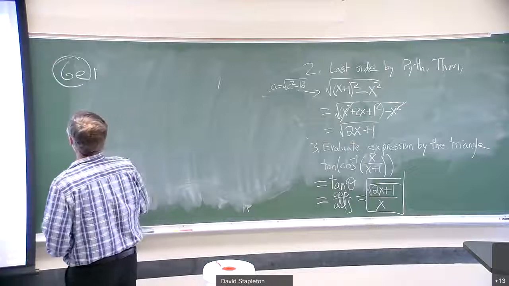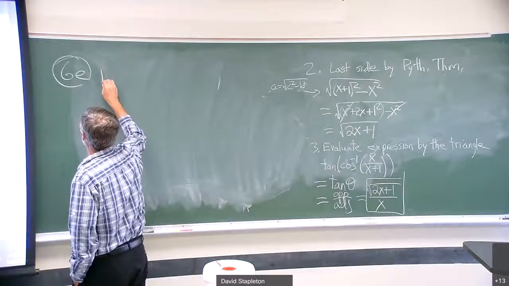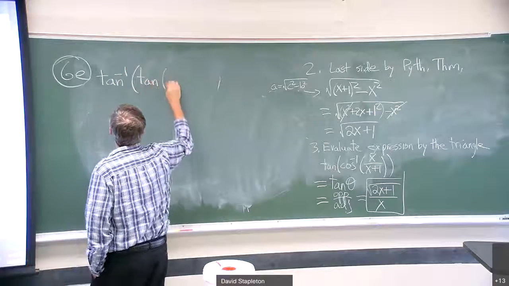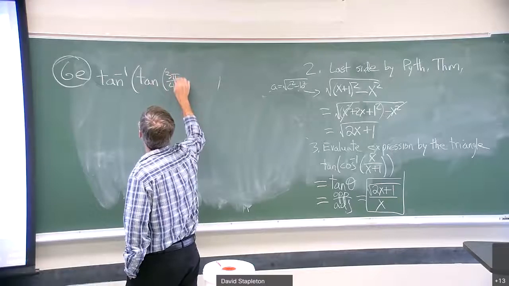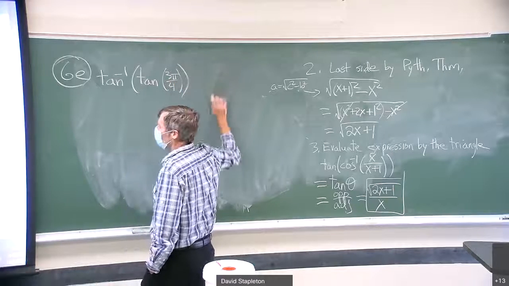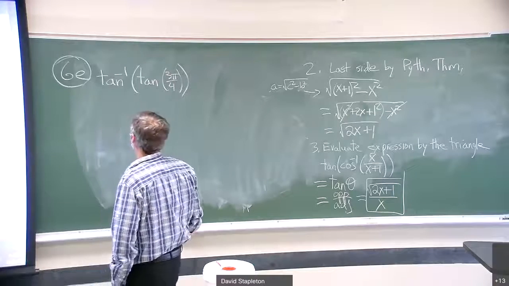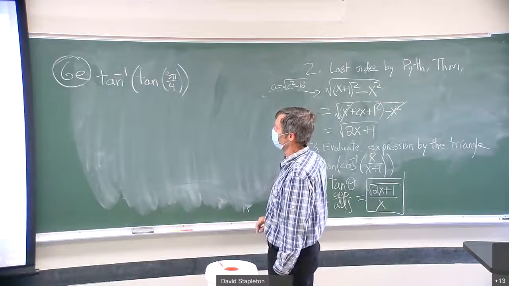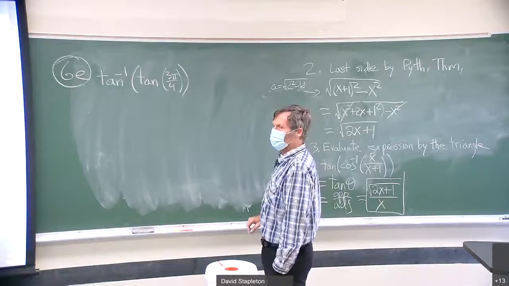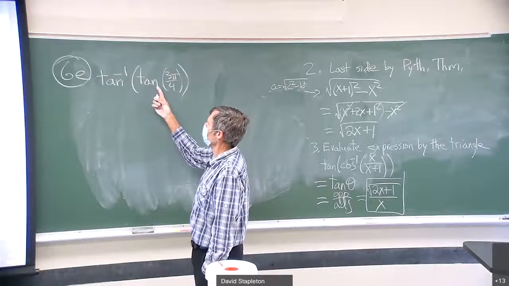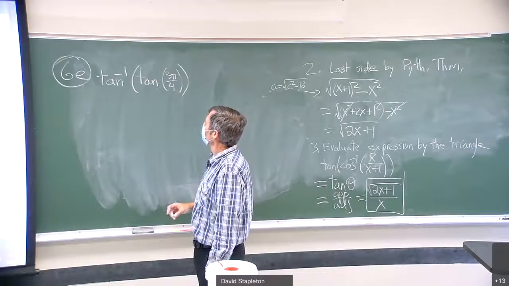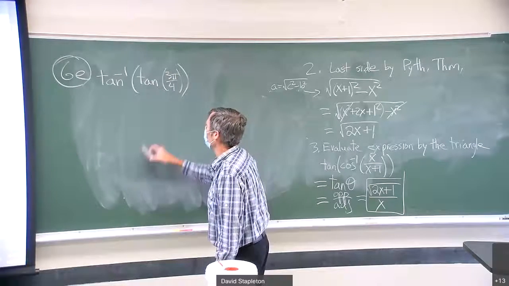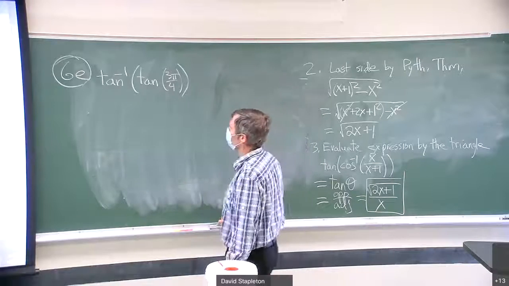6E asked me to do something different. This is no longer a trig function of an inverse trig function. It's an inverse trig function of a trig function. And so this one works differently when the inverse trig function is on the outside. What happens is you'd like to think these undo each other, and sometimes they do and sometimes they don't. And we recall this maybe, it depends on the range of the inverse trig function.